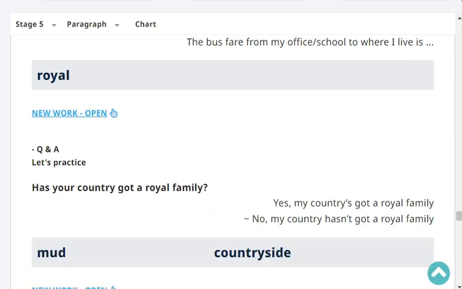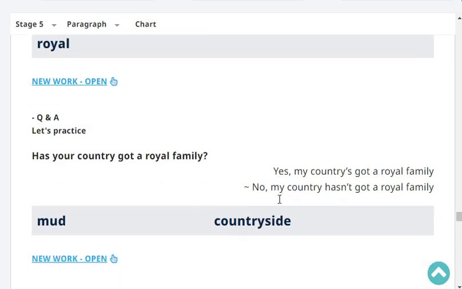Has your country got a royal family? Yes or no? Yes, my country's got a royal family. Very good.